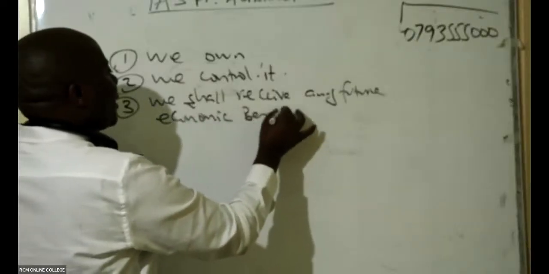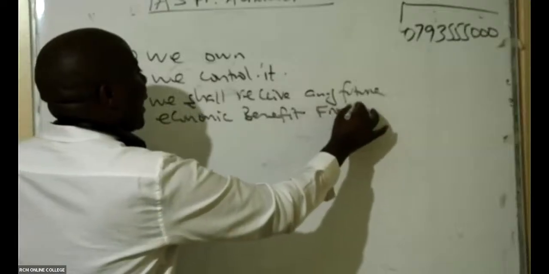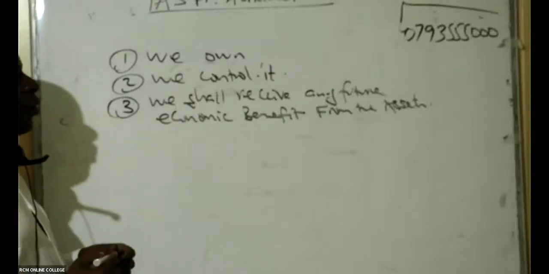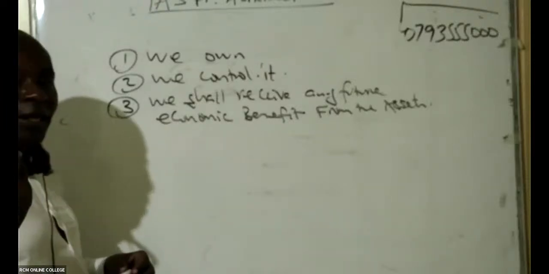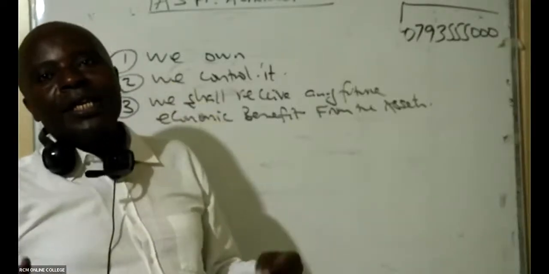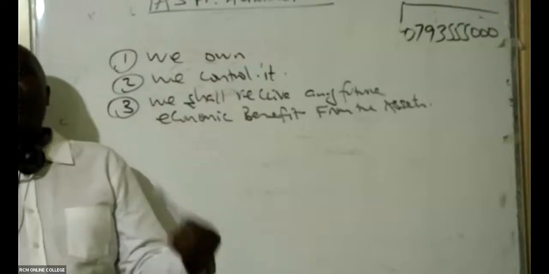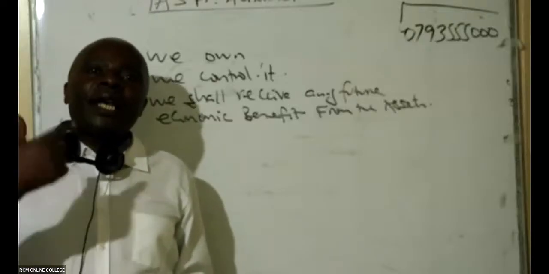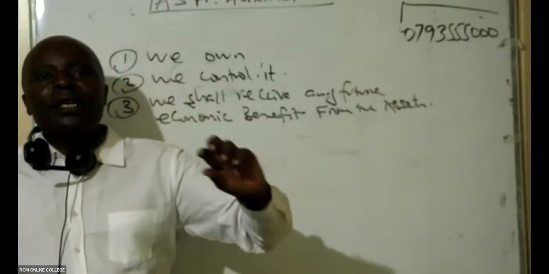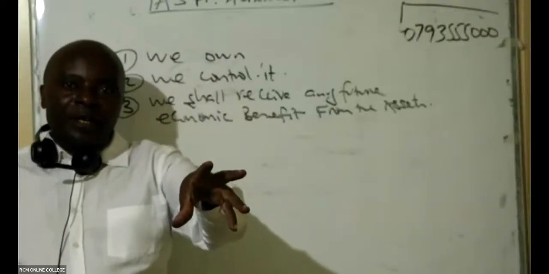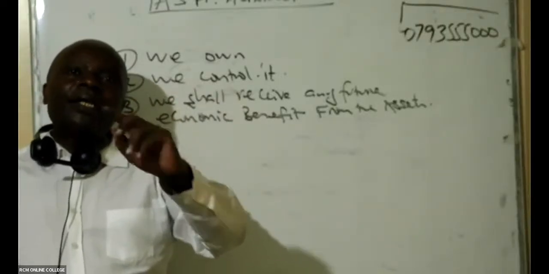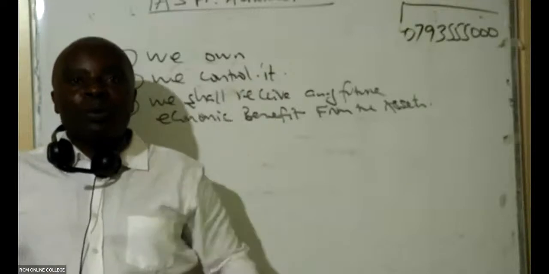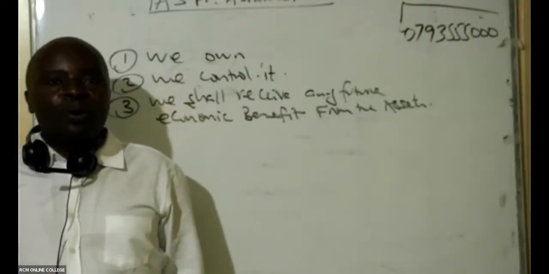We shall receive any future economic benefit from the asset, very, very important. If you're not getting any benefit out of it, then it does not even qualify to be called an asset. An asset is any resource that we expect to receive some benefit from in the future. If I own this asset and it is someone else who is receiving that benefit, then that is not my asset. Assets should be able to put money in my pocket.